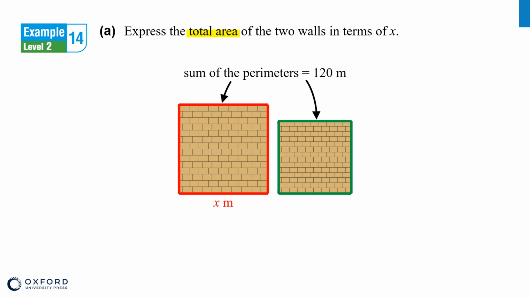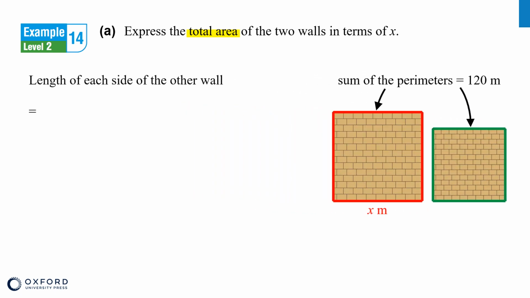This is pretty straightforward. We have the length of the side of the wall on the left, x meters. What about the wall on the right? The length of the side equals the sum of the perimeters of the two walls, 120 meters, minus the perimeter of the first wall, 4x, divided by 4. And we get 30 minus x meters.